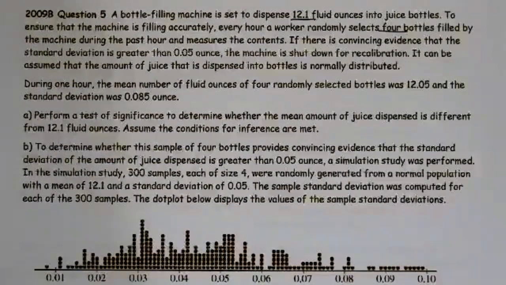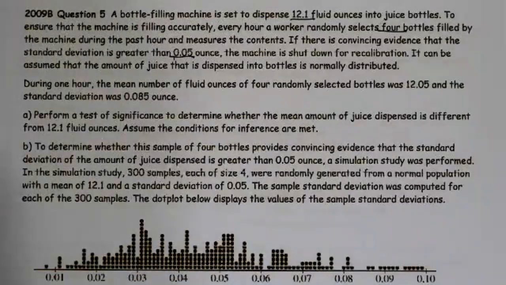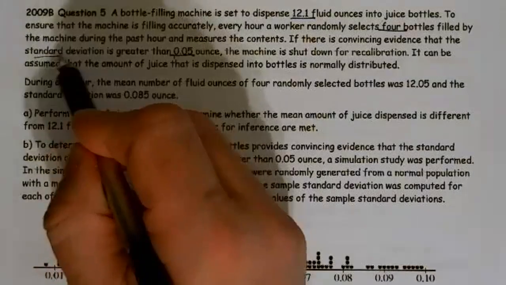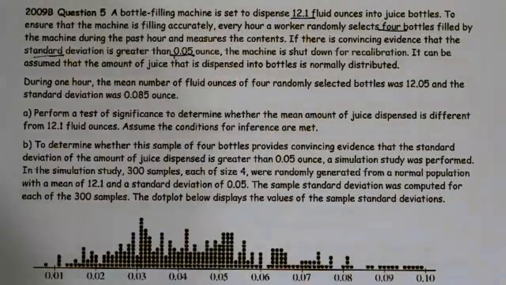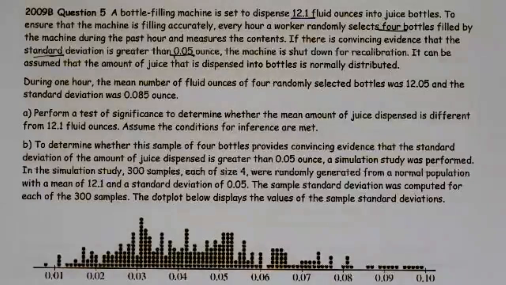If there's convincing evidence that the standard deviation is greater than 0.05 ounces, the machine is shut down for recalibration. So basically, if the standard deviation has too much variance, they recalibrate the machine. It can be assumed that the amount of juice that is dispensed in the bottles is normally distributed. That's important because that means we do not have to worry about that condition.